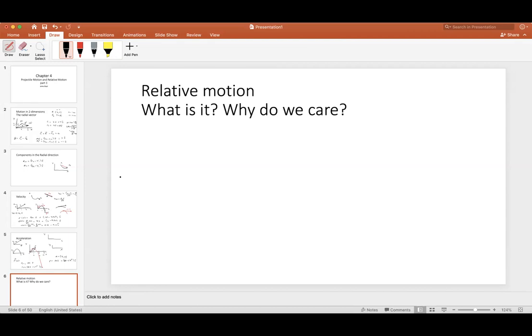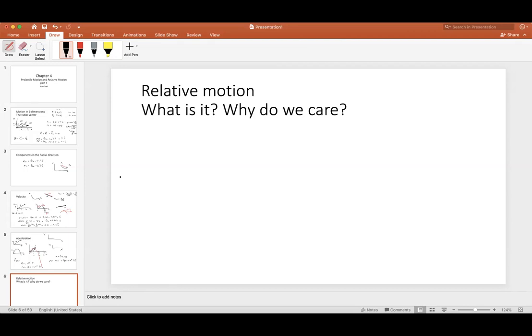Okay, now on to the interesting thing in this lecture, relative motion. And relative motion is sections 4.5 and 4.6. I'm sorry, 4.6 and 4.7. They talk about it in one direction and two directions. Really, in one direction is all you need, because the directions are separate, but we'll talk about that.